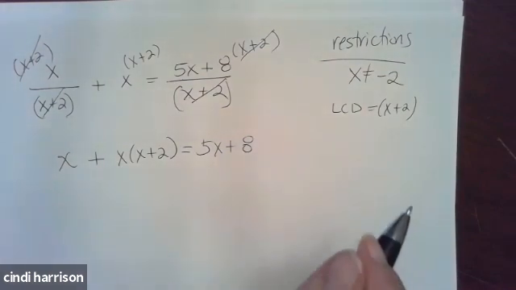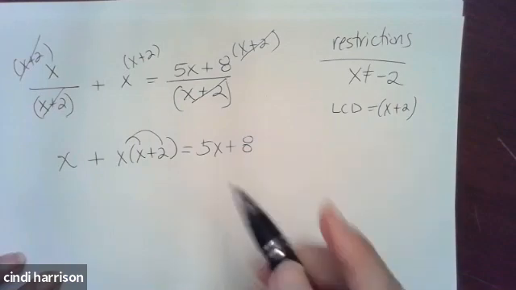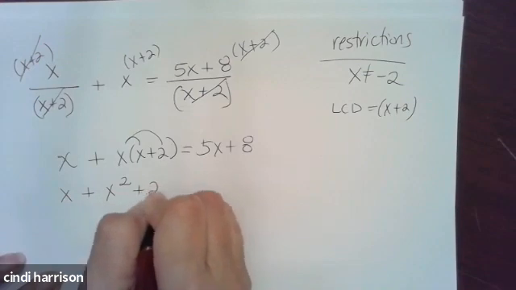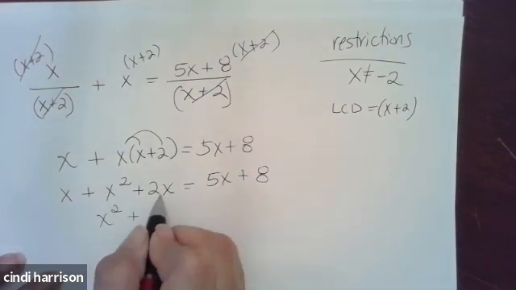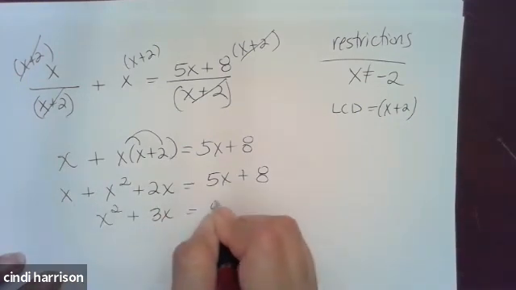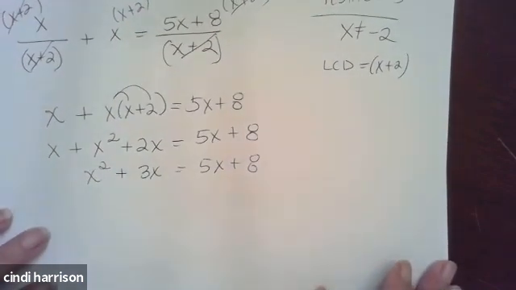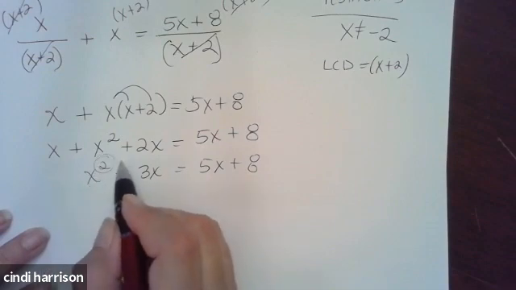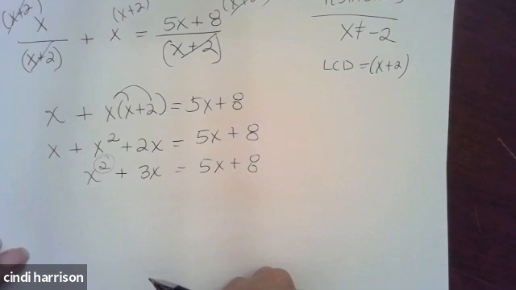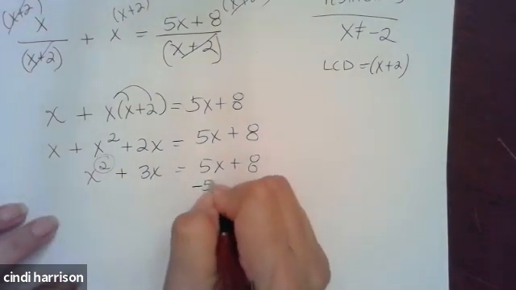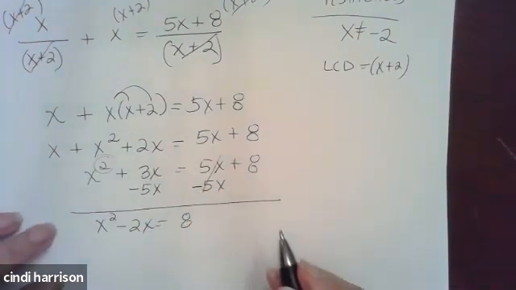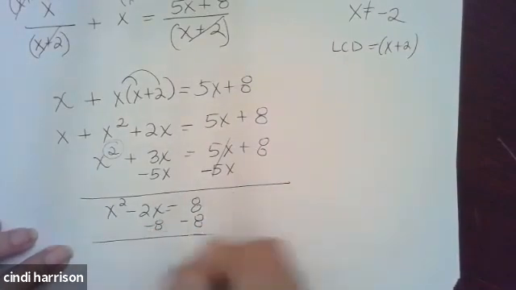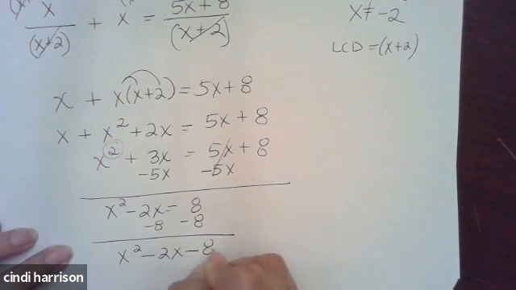So now we have an equation without fractions. So we need to multiply. Using the distributive property, I get x squared plus 2x equals 5x plus 8. Combine your like terms over here. So that's x squared plus 2x plus 1x is 3x. Now, what kind of equation is this? Well, you need to notice because x is squared, that means it's a quadratic equation. And the general way we solve quadratic equations is by setting it equal to 0 and then factoring. So I'm going to subtract 5x from both sides. So that cancels. And then I also need to subtract 8 from both sides. So x squared minus 2x minus 8 equals 0.